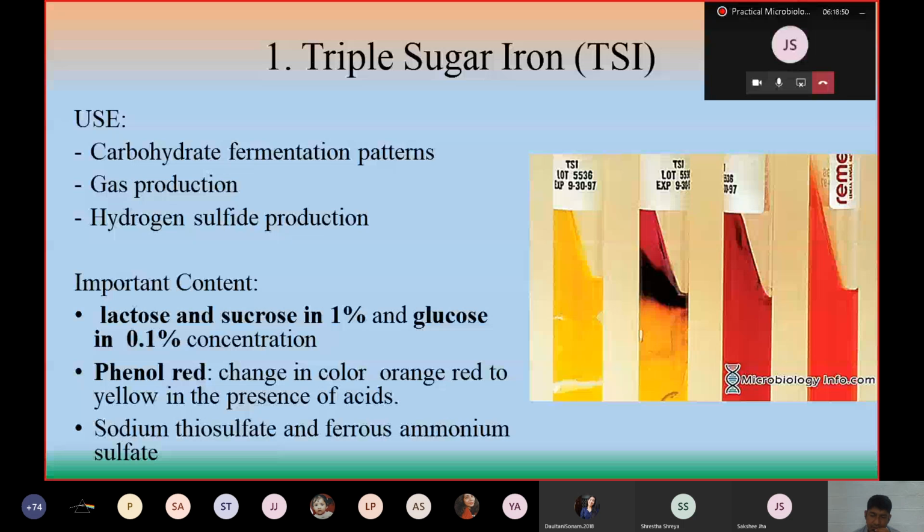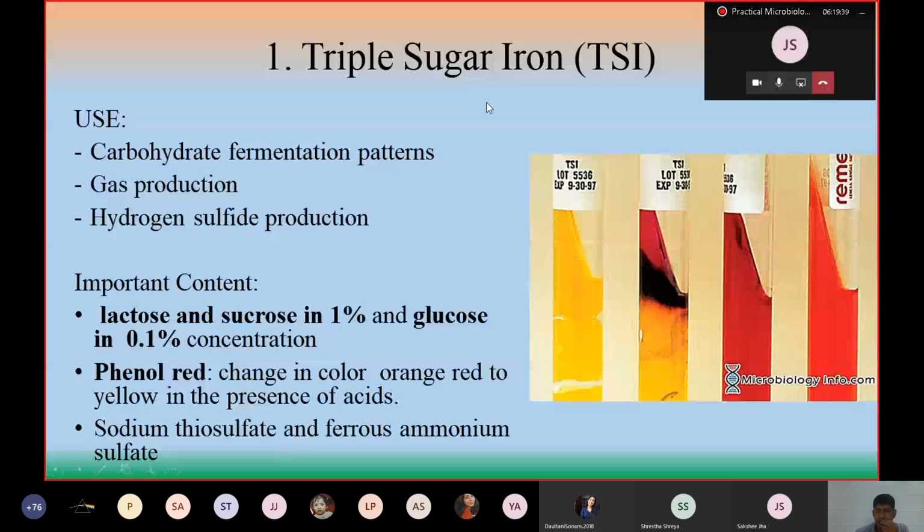If sugar is not fermented, then it will either remain the same color, or it may convert into purple color. What is happening here is, bacteria that are not able to utilize any of the sugar have to survive, and they will utilize peptone or amino acid. The end product of utilization of amino acid is basic. That's why those organisms that utilize amino acid will make a basic environment. That's why the phenol red will convert into purple in color.